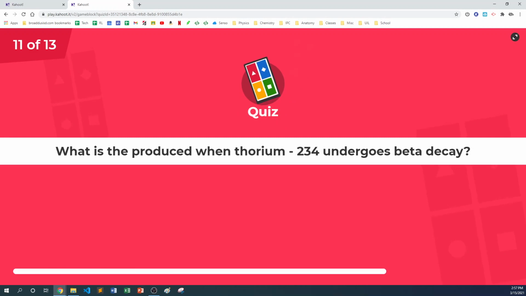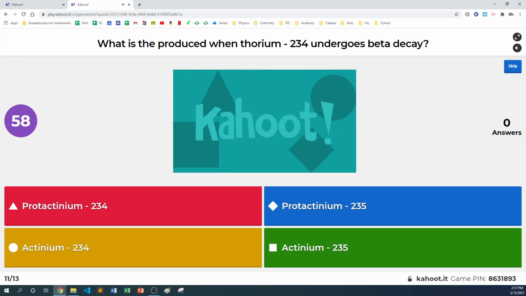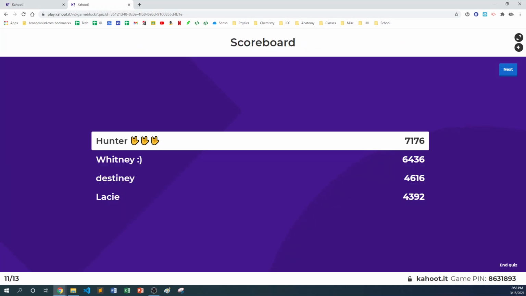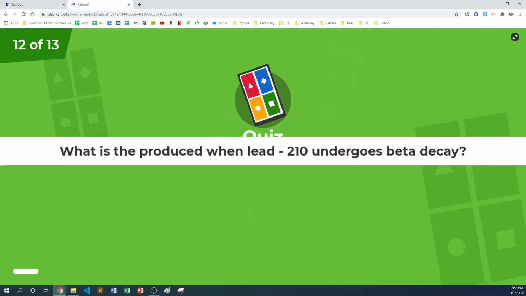What is produced when thorium-234 undergoes beta decay? My goodness. Yeah, I knew that's the one. I was thinking about that one. I was second guessing myself. Beta decay is the top number is 0 and the bottom number is -1. So what's to the right of it? That's why you don't second guess yourself, guys.